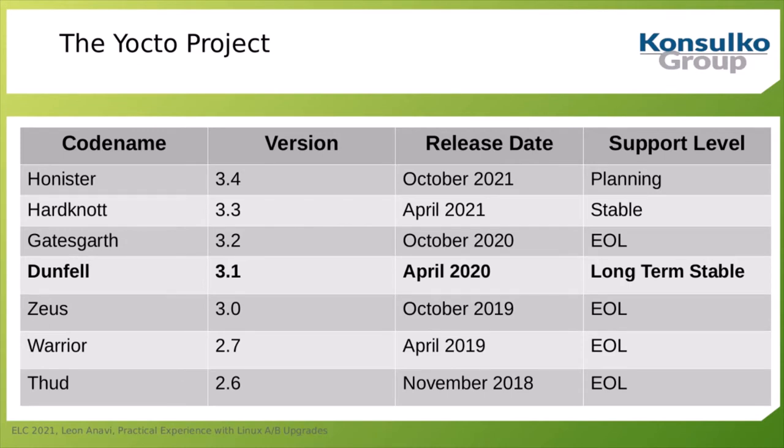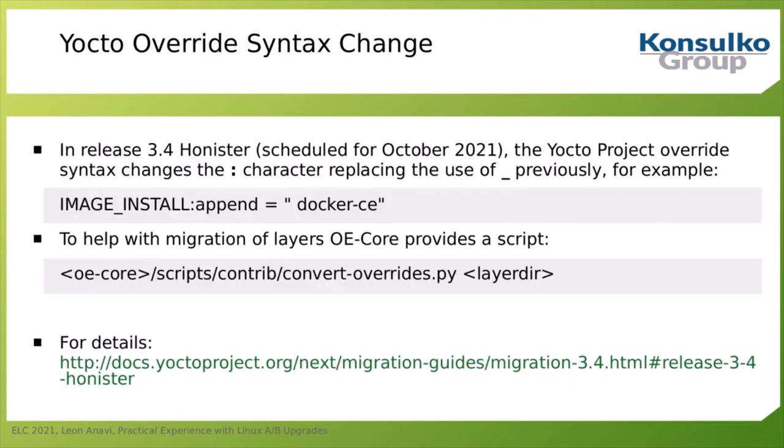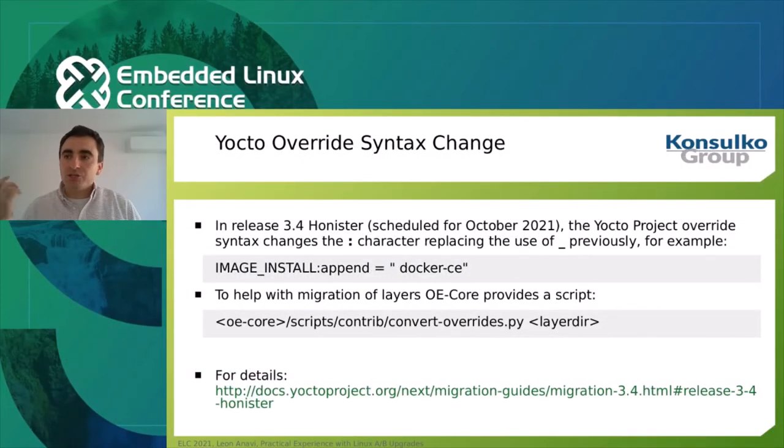The next release of the Yocto project is scheduled for October, which means next month, and it's going to be version 3.4 Honister. This release brings a major change in the override syntax of Yocto and OpenEmbedded. So the character that we use will be replaced. Actually, it has already been replaced in all the main branches. And if you want to give it a try, you can try it right now, or in October with the release of version 3.4, when it will be officially available. The documentation of the Yocto project has already been updated to cover details about this change.